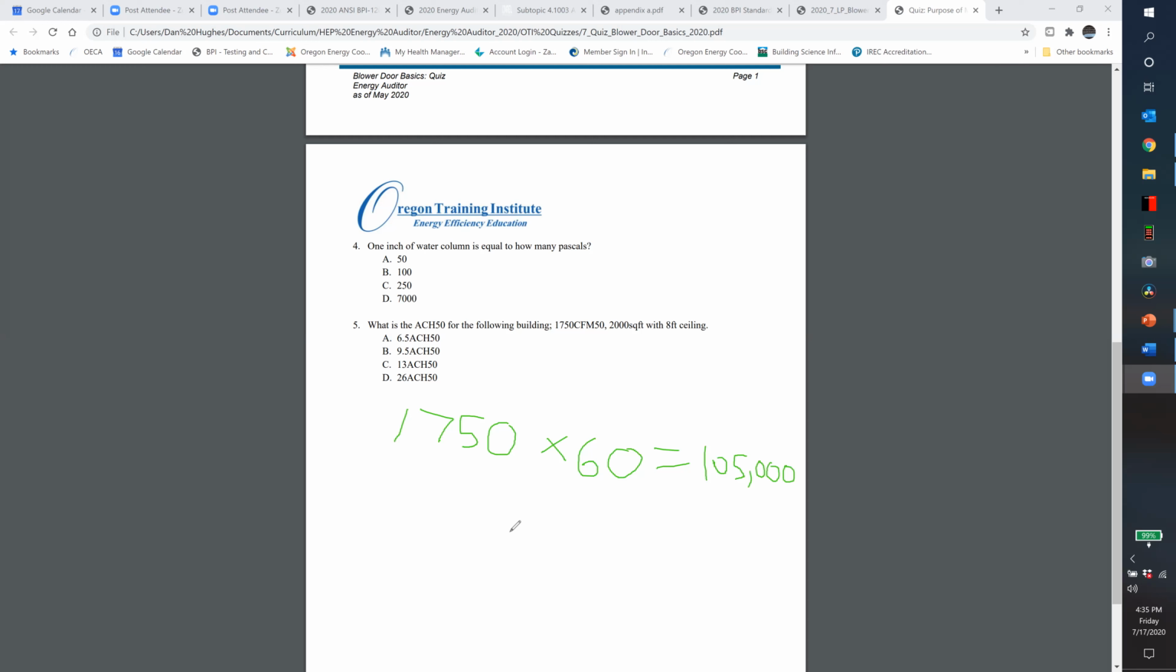So we got to take the square footage, which is 2,000, multiply by the height to get the volume. So we got an 8-foot ceiling. So we get 16,000.